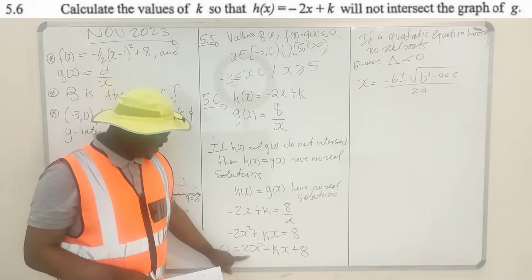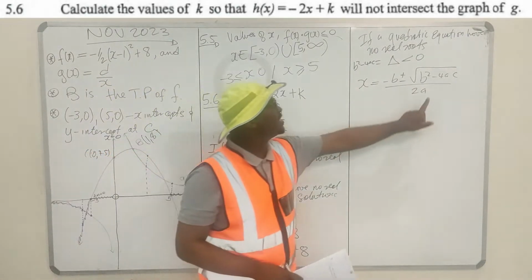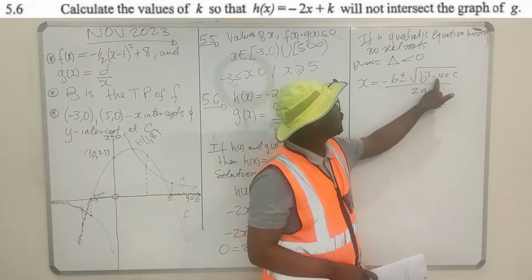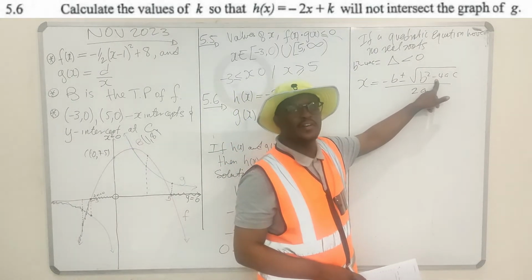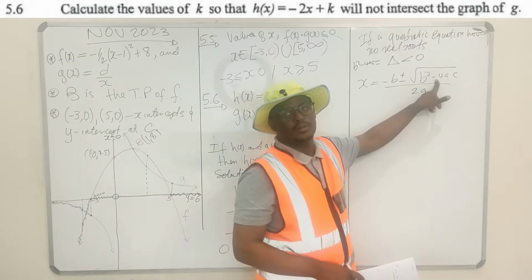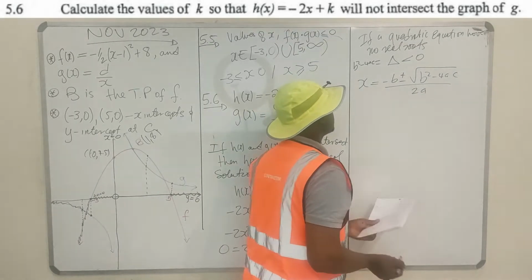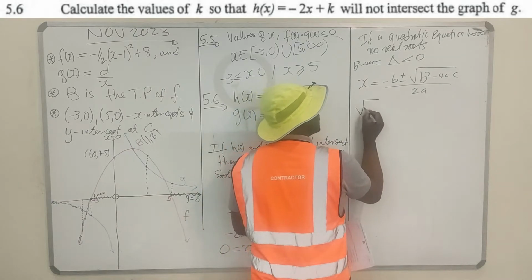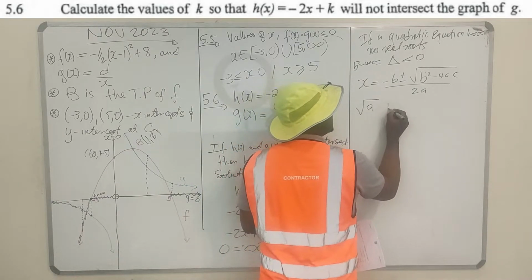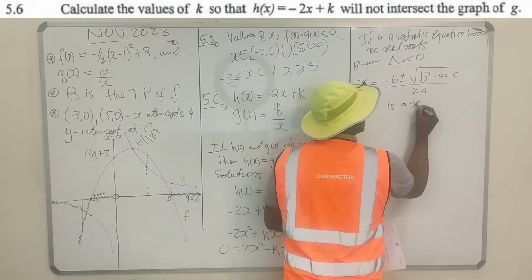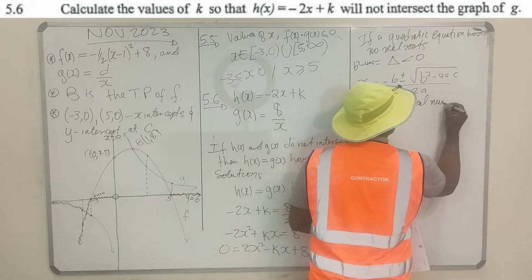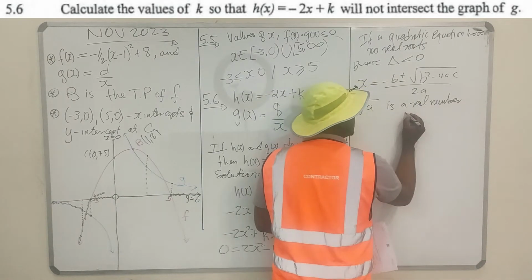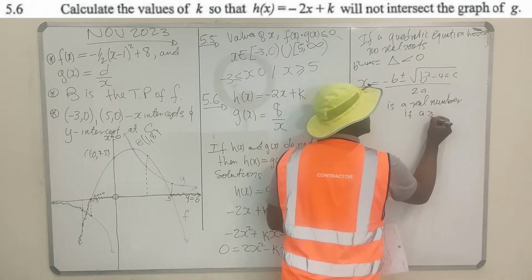Now, if this has no solutions, it means that the square root of the discriminant is not defined. You know that the square root of a is a real number, which means defined, if a is greater or equal to 0.